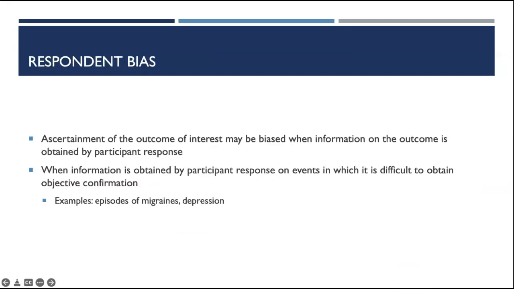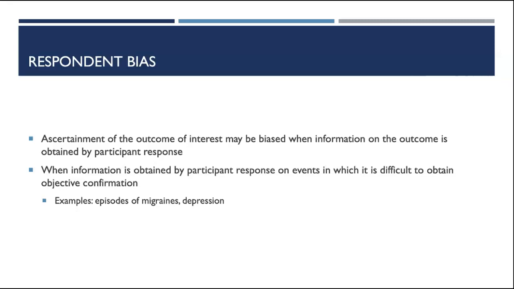Respondent bias is another source of information bias. This is when the ascertainment of the outcome of interest may be biased when information on the outcome is obtained by participant response, on events in which it is difficult to obtain objective information. So things like migraines or depression can be very difficult to obtain objective information on. Oftentimes we're asking people to describe their migraine, and a lot of that information is very subjective.